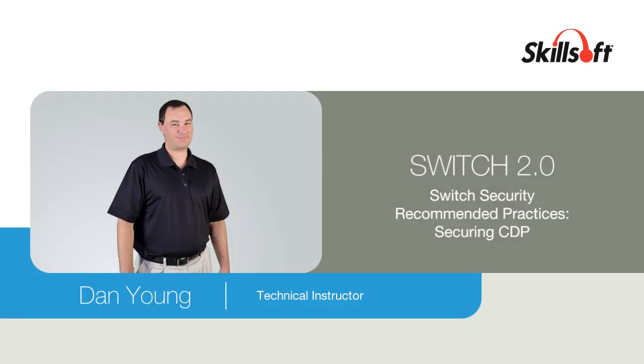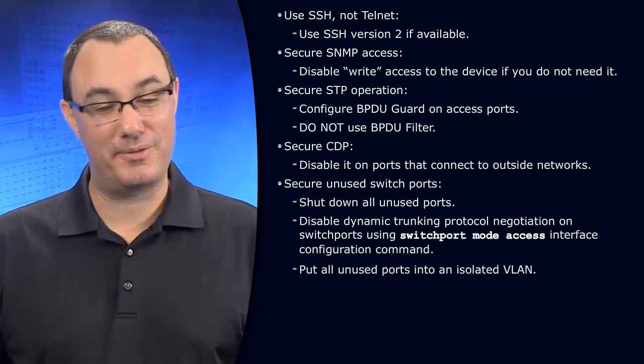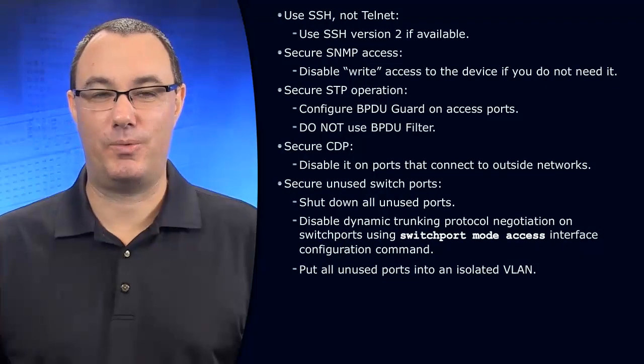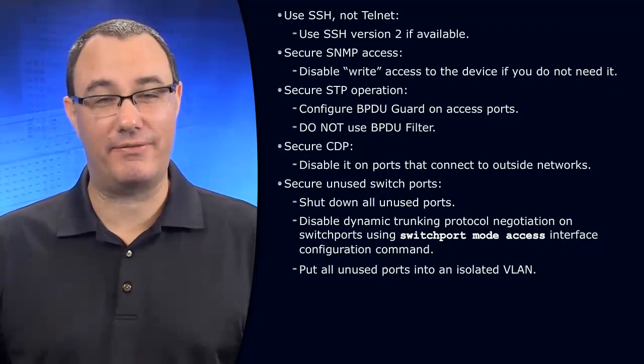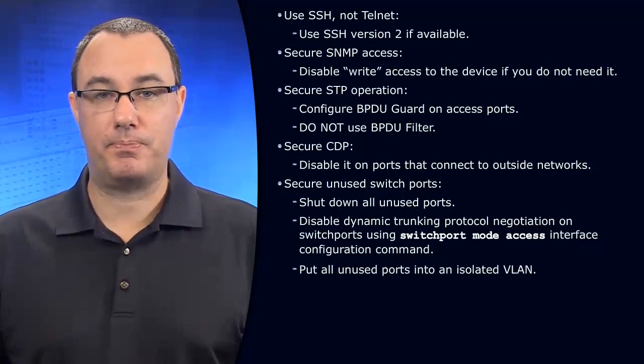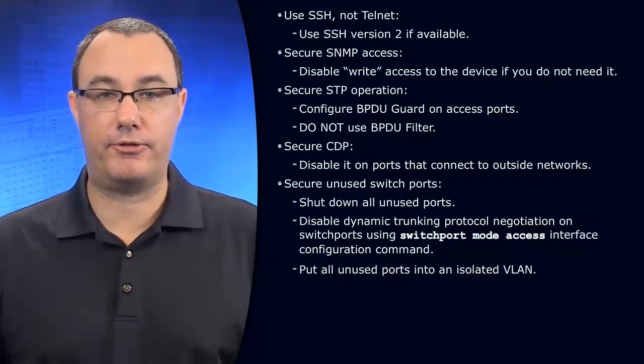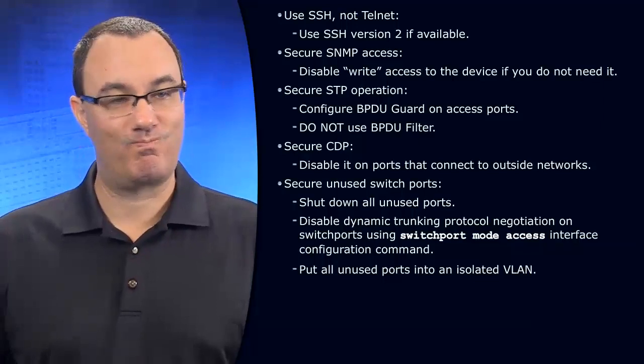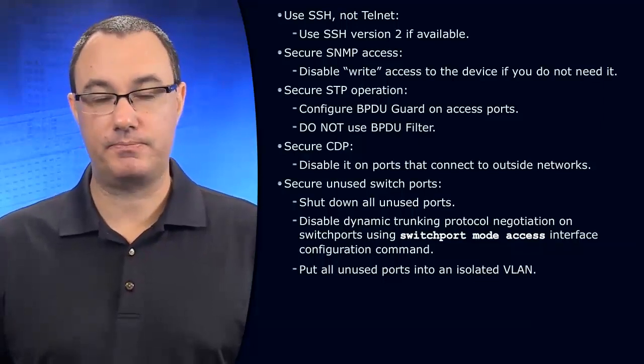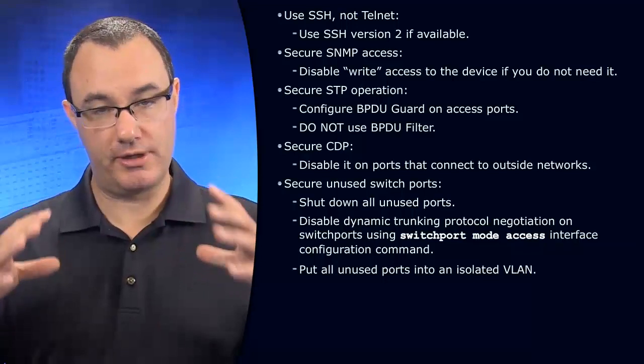Cisco Discovery Protocol is a great protocol, one of my favorites. And we have to understand that it gives out a lot of information, too much. It gives out your operating system, your chassis version. It's just too much. So how do we constrain where CDP goes?